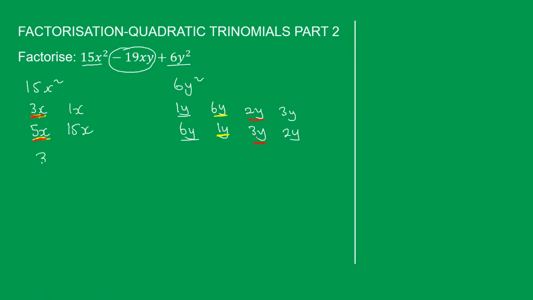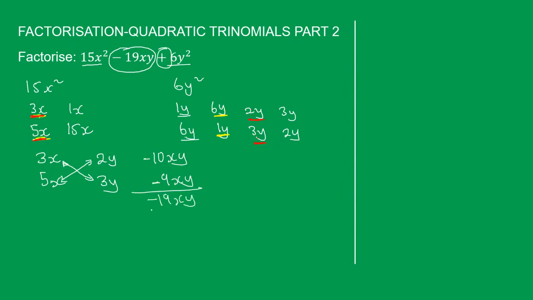So let's have our 3x and 5x and 2y and 3y. Don't worry about the signs for now. Just deal with the numbers without the signs. Then 5x times 2y is 10xy, and 3x times 3y is 9xy. If it's positive like this, they must be the same sign. If we add these, they give us negative 19xy. This is what we want.